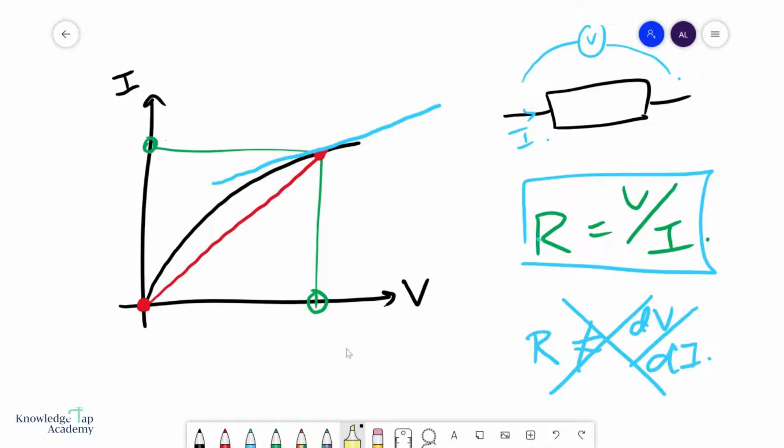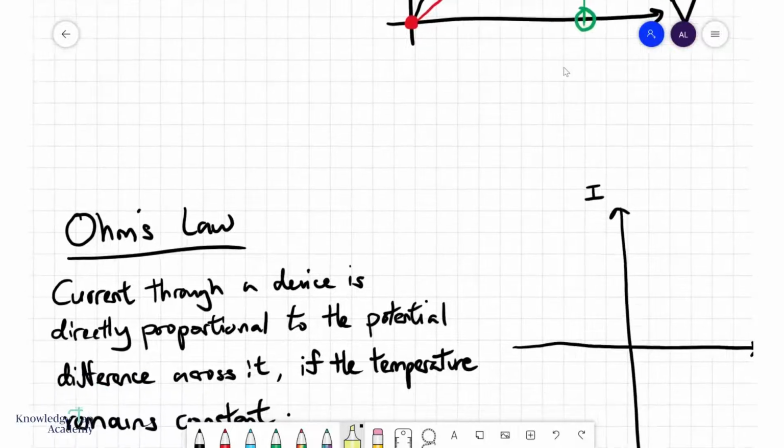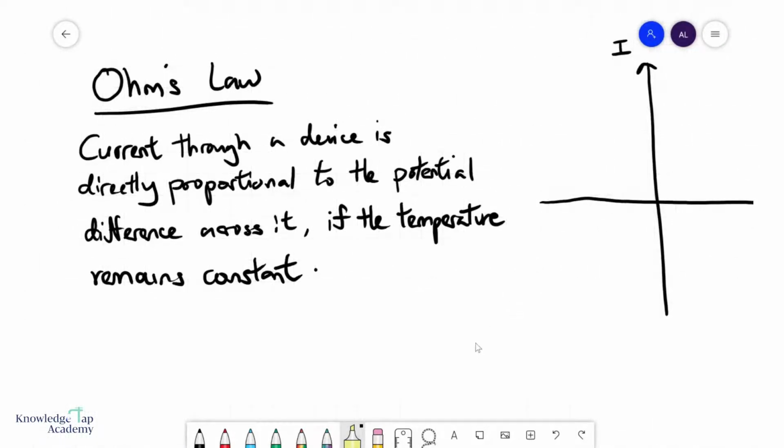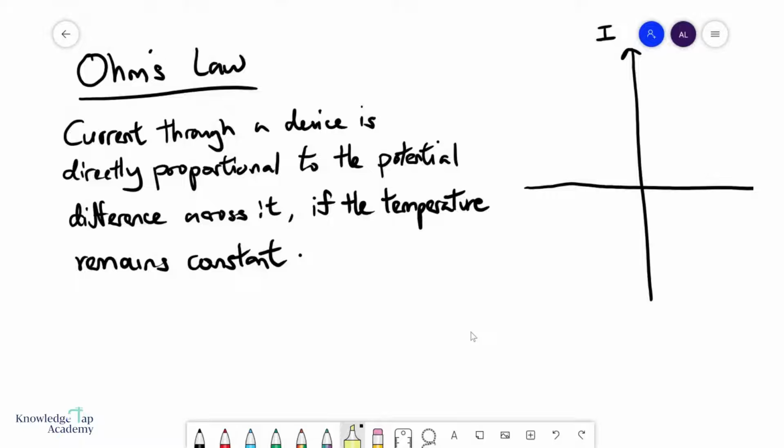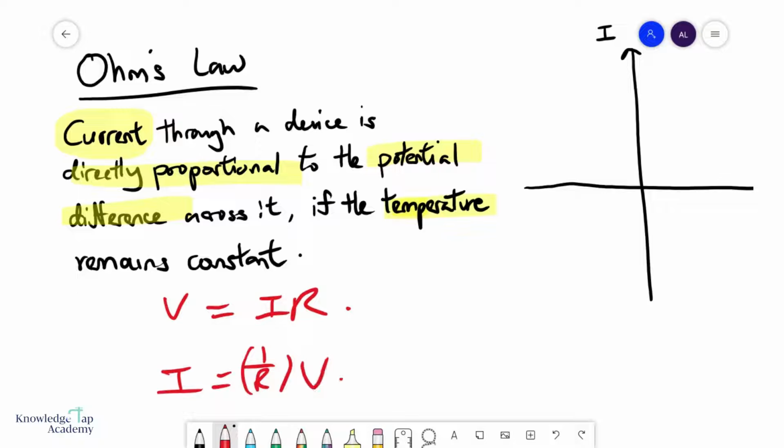Moving on, we are going to look at the IV graphs of certain types of electrical components. First, let's introduce Ohm's law. Ohm's law states that the current through a device is directly proportional to the potential difference across it if the temperature remains constant. In other words, we all know that V equals IR, and so I, of course, equals 1 over R times V. That's why I is directly proportional to V. And this implies that if the temperature remains constant, your resistance remains constant.